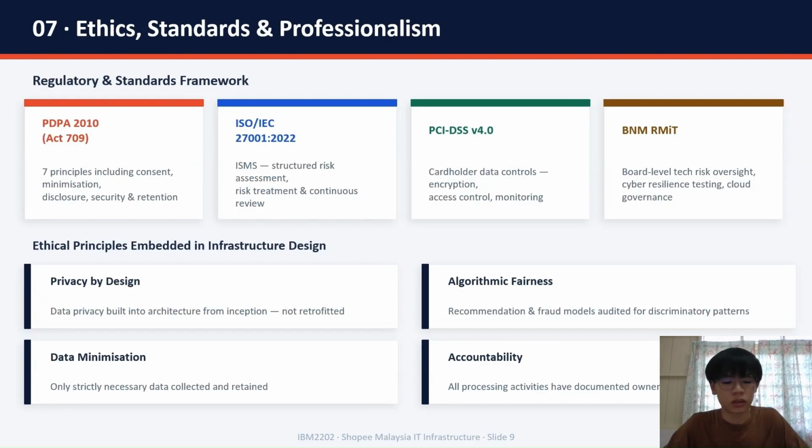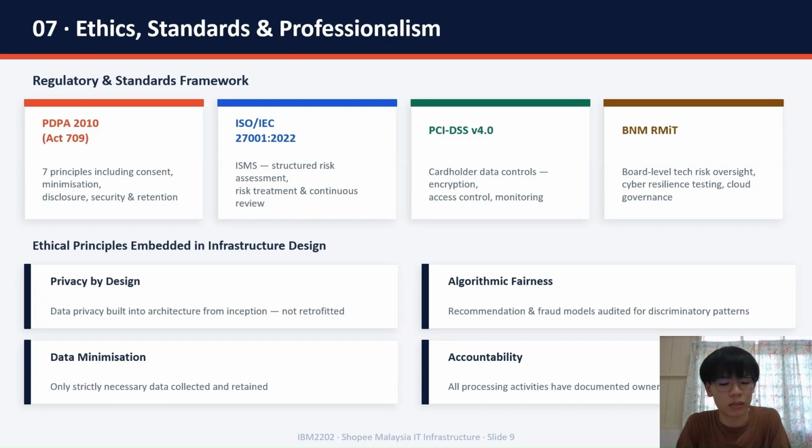Shopee's infrastructure decisions affect the privacy and financial security of tens of millions of Malaysians. So ethics must be embedded into every design decision. Our regulatory and standards frameworks cover four major instruments. First, PDPA, the Personal Data Protection Act 2010, governs all commercial data processing in Malaysia.